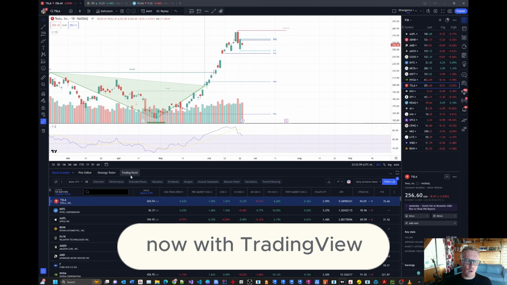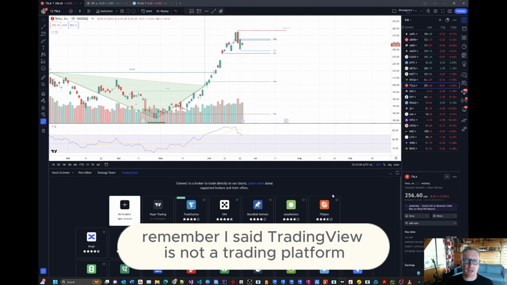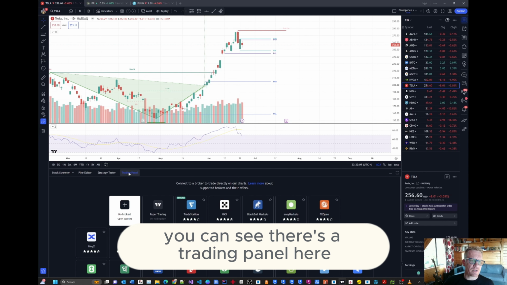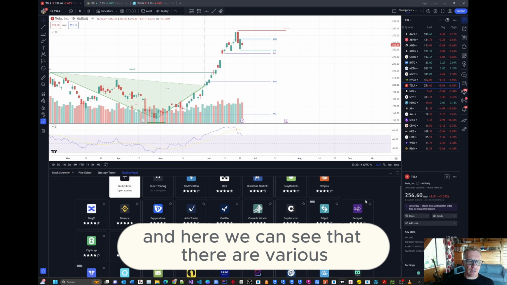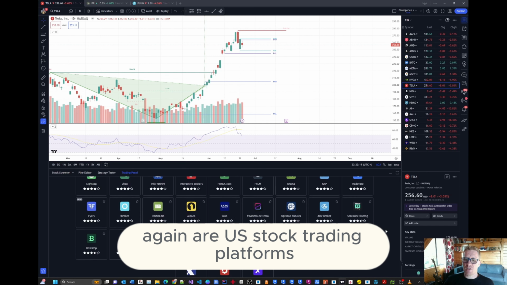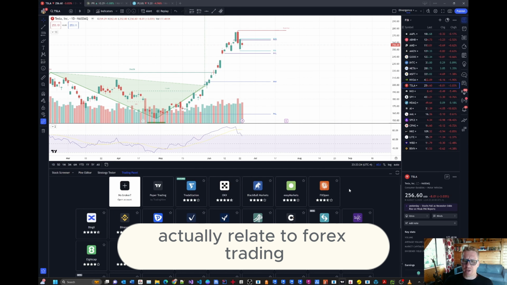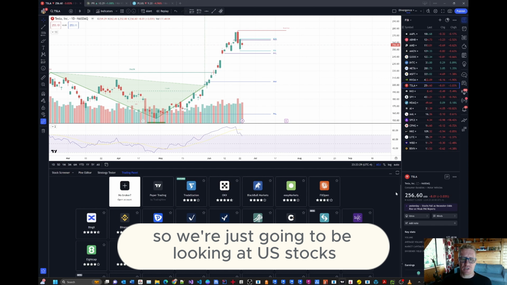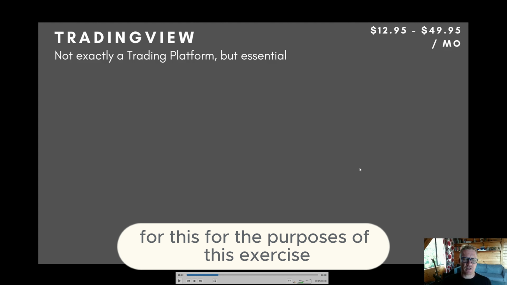Now, with TradingView, you've also got access. Remember, I said TradingView is not a trading platform essentially, but it can link to trading platforms. Now, on the screen, you can see there's a trading panel here. I'm in the TradingView application. And here we can see that there are various applications that it connects to. Not all of these, again, are US stock trading platforms. A lot of these, or most of these, actually relate to Forex trading and currency exchange and the like. So we're just going to be looking at US stocks, common shares, for the purposes of this exercise.